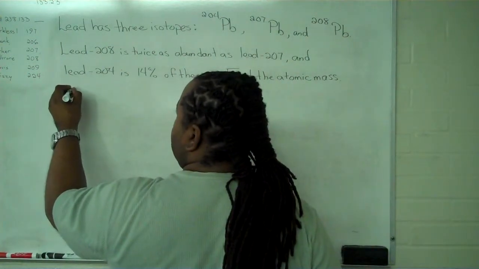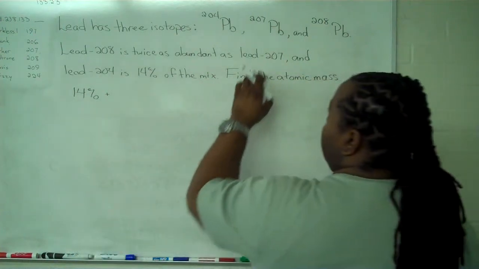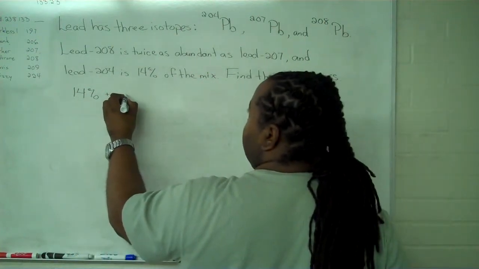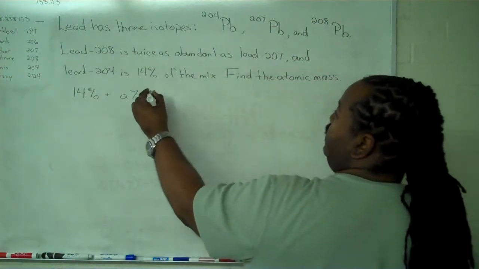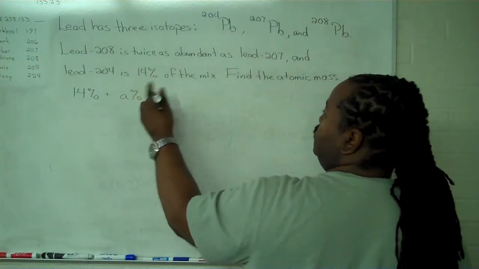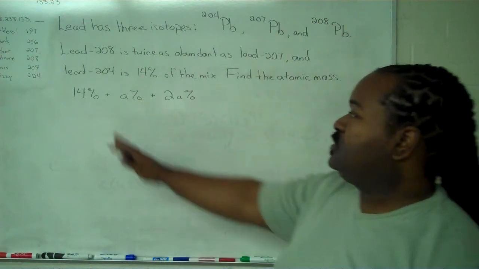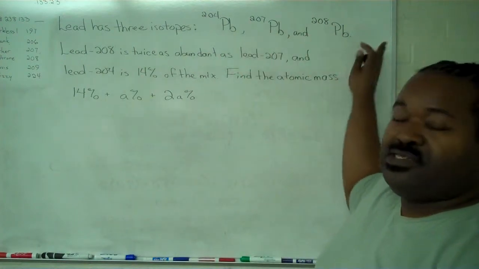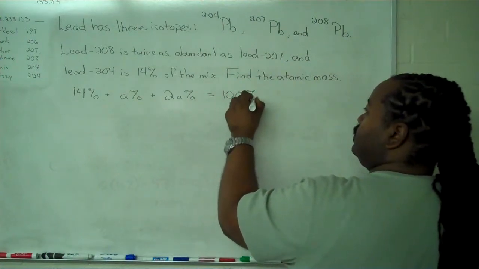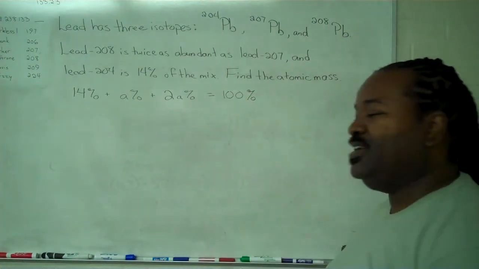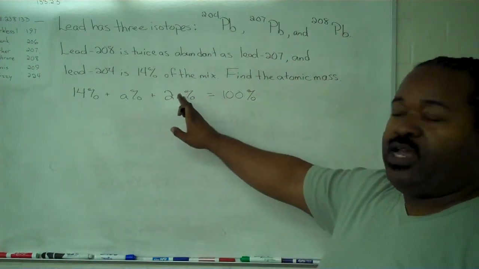We know our first abundance is 14%. Our next abundance, we'll let that be lead 207, is some percentage, A. And we know that the abundance for lead 208 has to be twice this, so we have that there. Now, the sum of the abundances of all 3 isotopes has to be 100% to account for everything. And that means then that we can actually determine a value for A.